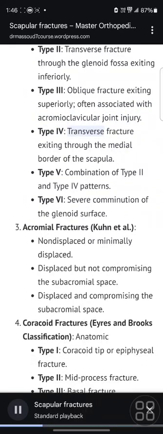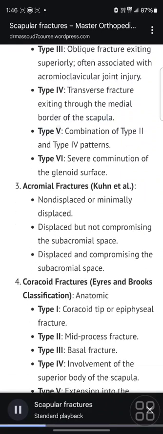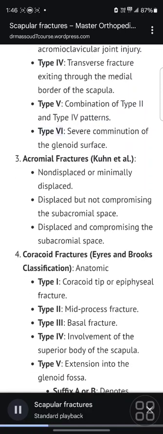Type 4. Transverse fracture exiting through the medial border of the scapula. Type 5. Combination of Type 2 and Type 4 patterns. Type 6. Severe comminution of the glenoid surface.